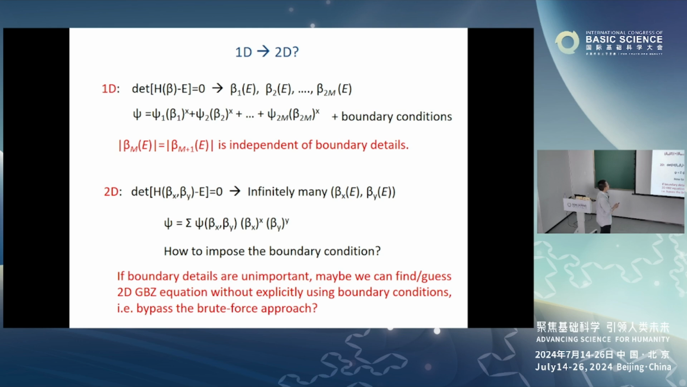But in 1 dimension, we have noticed that the final equation is very independent of the details of boundary conditions. So there's still hope that similar simplification exists in 2 and higher dimensions. So maybe the equation of the GBZ is still independent of the details of the boundary condition. If so, maybe we can obtain the 2-dimensional GBZ equation by some guesswork. This is what we will do.